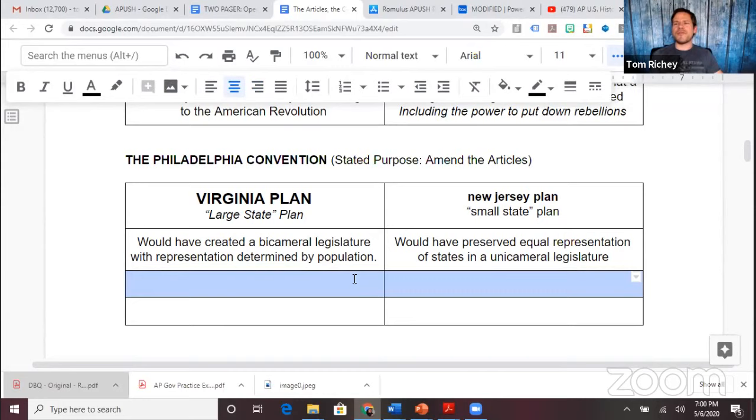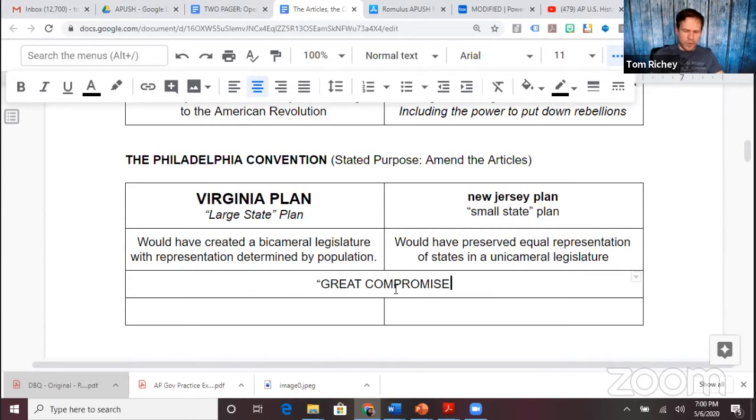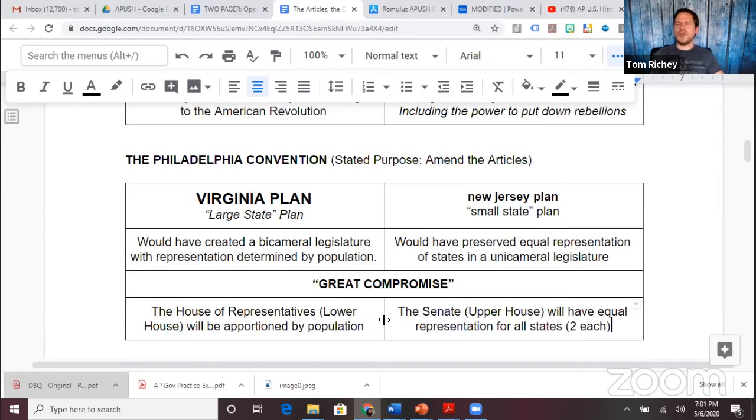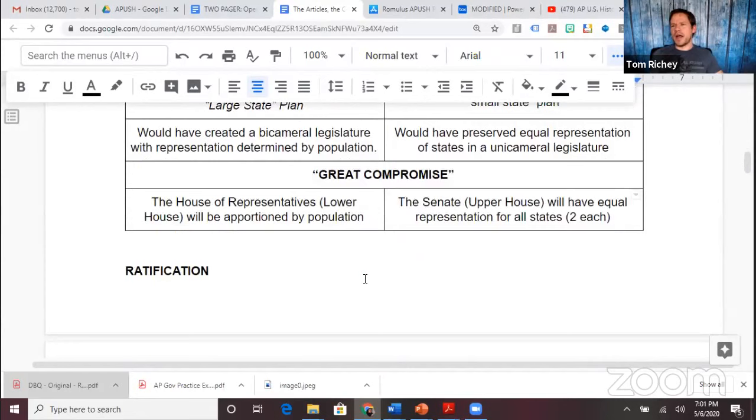And then there is the so-called Great Compromise. We want to understand the Great Compromise. The essence of this is that the House of Representatives, the lower house, will be apportioned by population, because that goes with the Virginia plan. The upper house, the Senate, will have equal representation for all states. Remember, two each. And that is the Great Compromise. Now, not Henry Clay, not the Great Compromiser, but the Great Compromise.